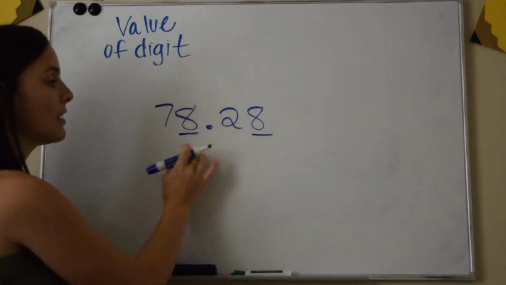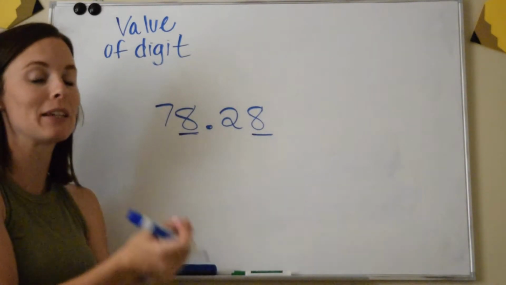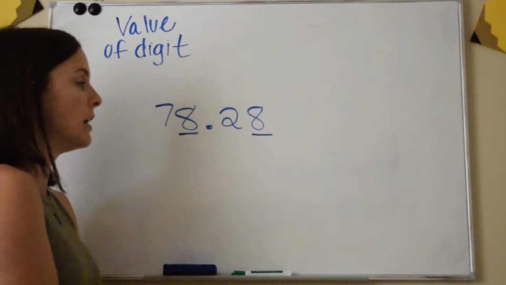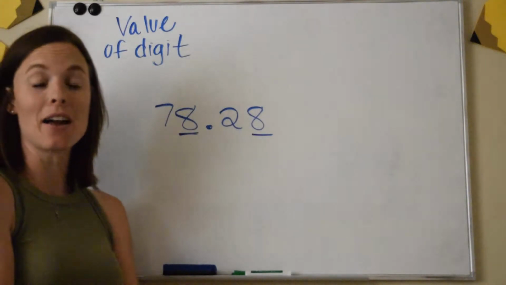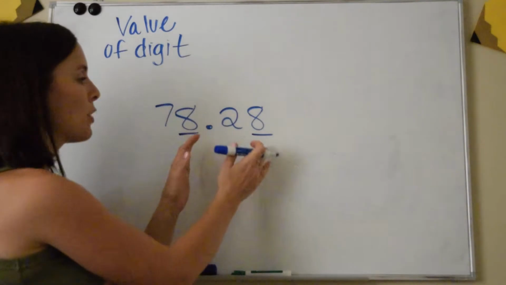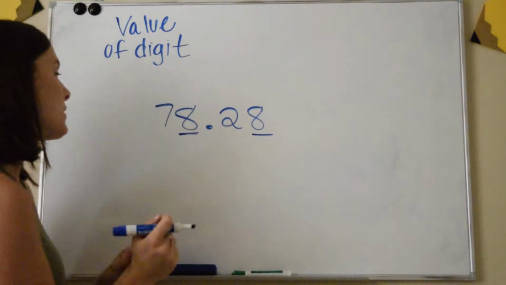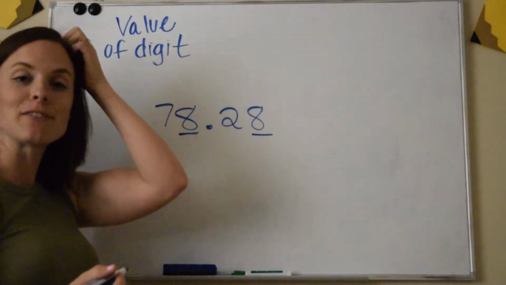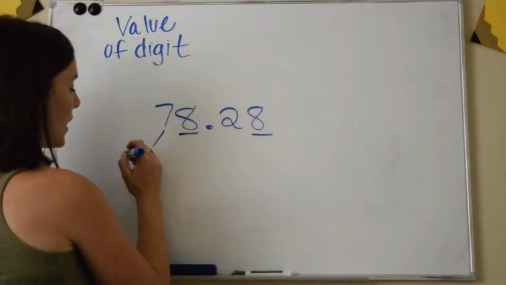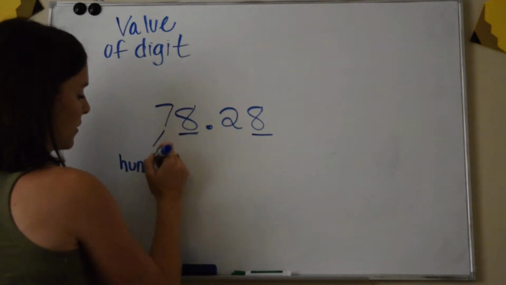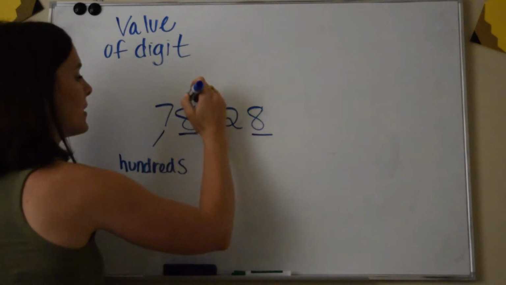Remember, each of these digits has a value based on what place it's sitting in according to the chart. One of them is going to be bigger than the other. If you can identify the value of both of these 8s, you'll be able to figure out which one's bigger and which one's smaller. So let's go ahead and identify our place value chart. So this is in the hundreds. This is in the ones.